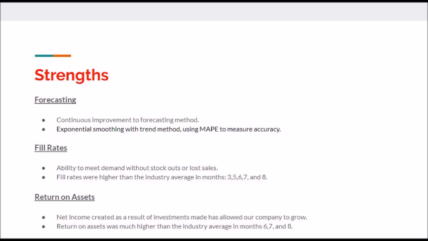Incurring stockouts or lost sales are costly, as they can significantly affect procurement, production, and distribution, as well as customer service and the overall efficiency of the supply chain.